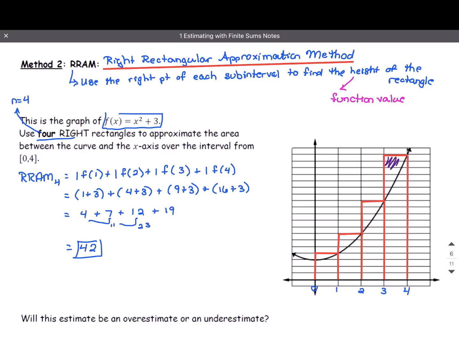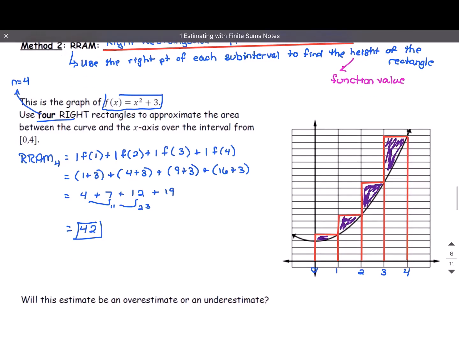But you'll also notice all this area in this rectangle is above the curve. Here too, this area is above the curve. And so is this, and so is this. This is an overestimate. And again, an RRAM will not always be an overestimate. Okay, but this time it is.